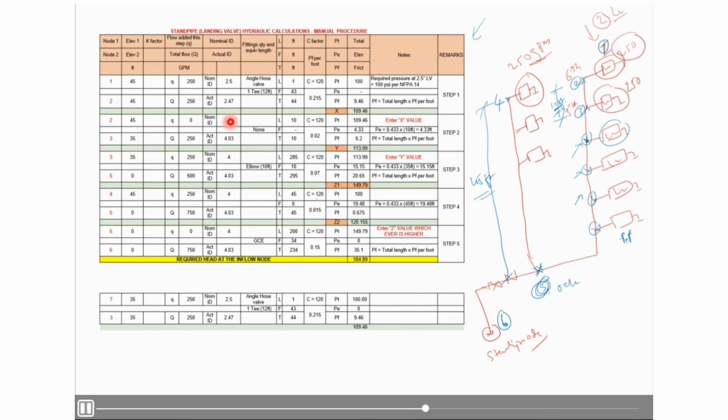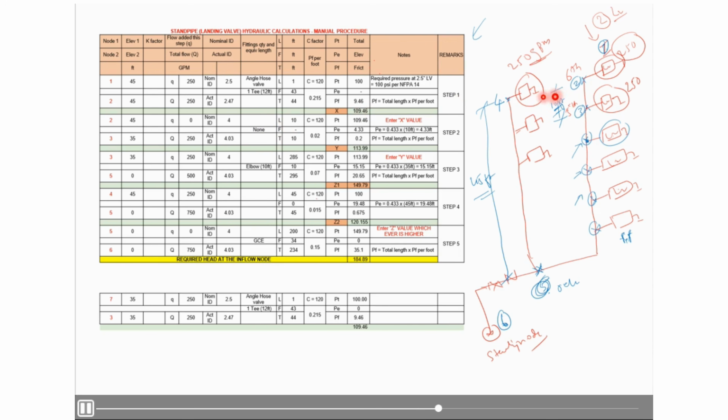Fine. And then here we are going to consider 2 to 3 and 3 to 5 as 4-inch pipe, and from 5 to 6 we will consider 6-inch pipe, and from 4 to 5 we will consider 4-inch pipe only. So here you can see nominal ID 4-inch for 2 to 3 node, and ID will be 4.03, and we did not consider any fitting, so none I mentioned.